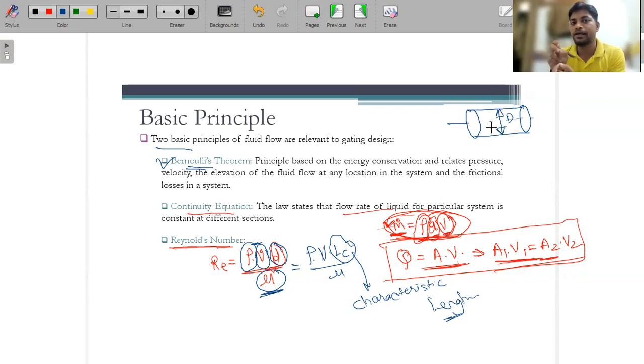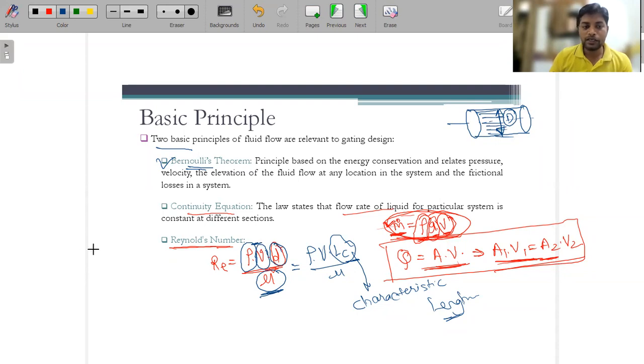Now this cross sectional area is defined by which terminology? It is defined by the diameter. So this is the diameter, the length in which the fluid is continuously flowing. Okay, so that is the characteristic length. So exactly it's rho vd by mu.